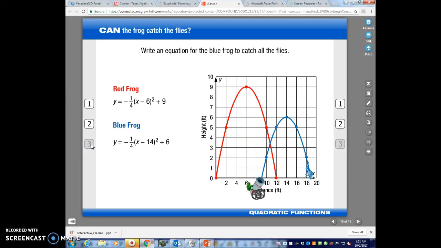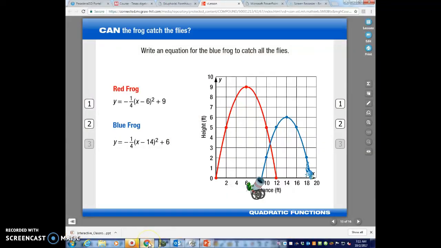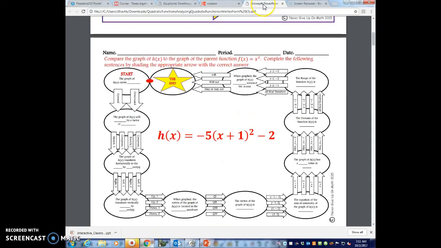All right. So now what you're going to work on is your worksheet here. So you're going to start here at the beginning. You're going to use this equation. Tell me if it goes upward or downward. Tell me if it compresses or stretches. Tell me if it goes left or right. You're going to do all of that.